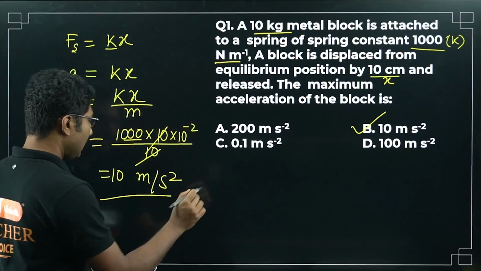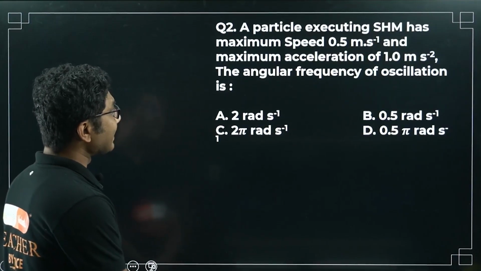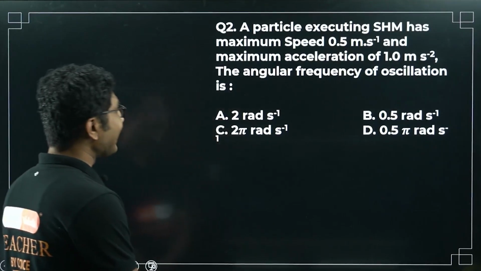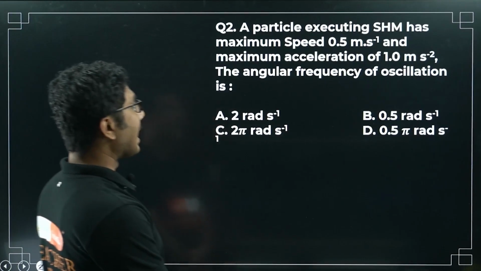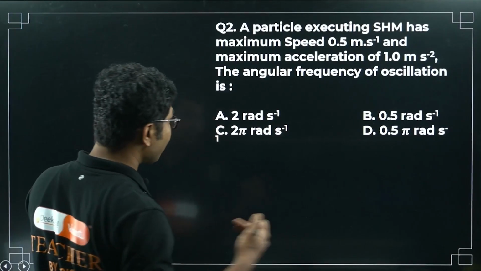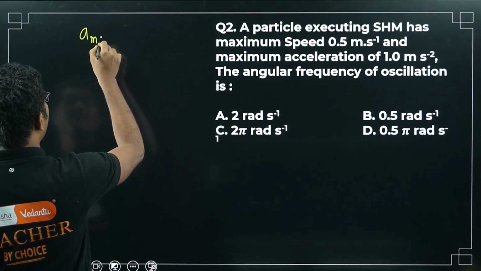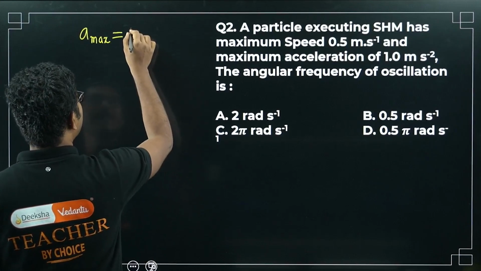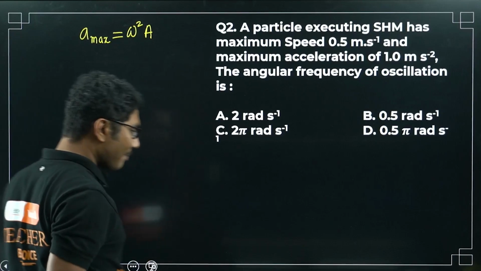Okay, simple. Next question. A particle executing SHM has maximum speed 0.5 meter per second and maximum acceleration of 1 meter per second square. The angular frequency of the oscillation? This question is very common. So what is the maximum acceleration? In terms of angular velocity, we know that it is omega square times a, where a is the amplitude of the motion.